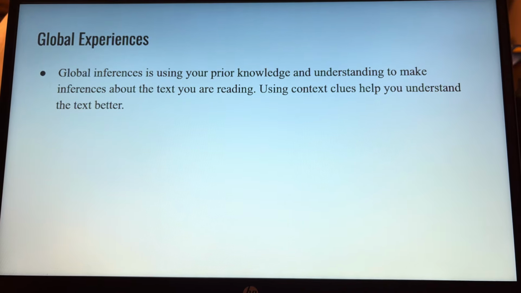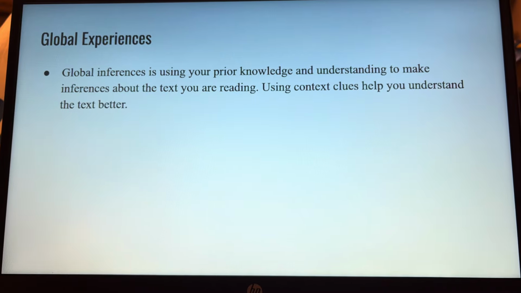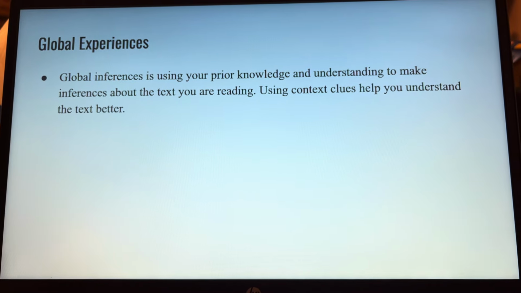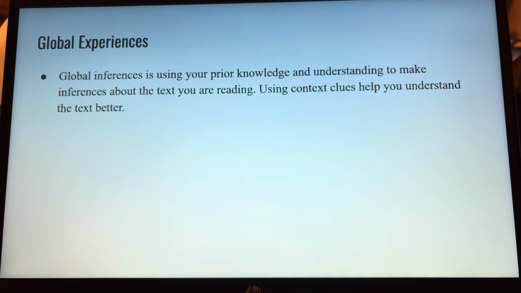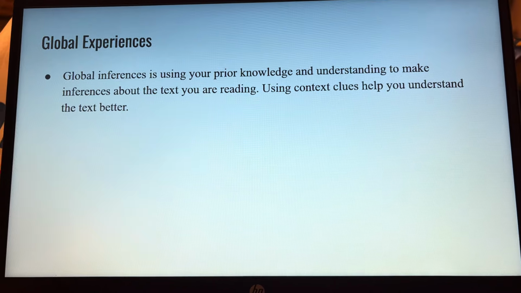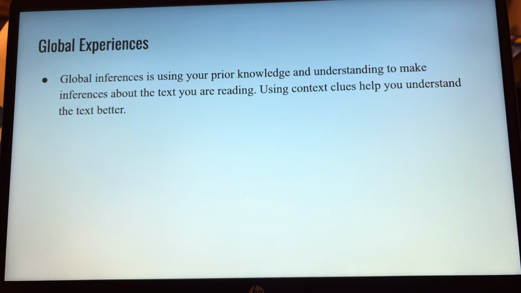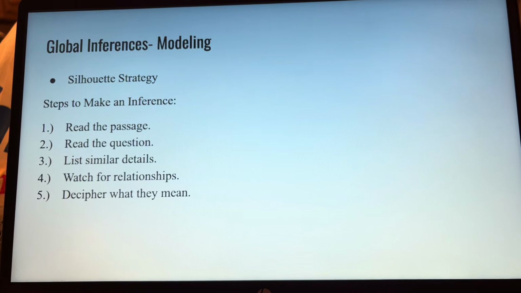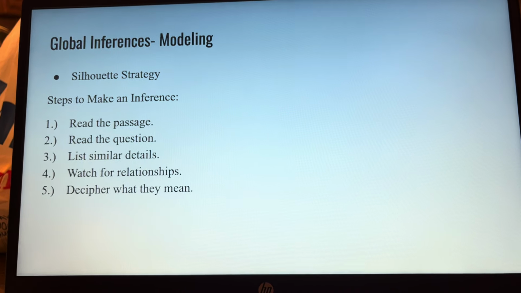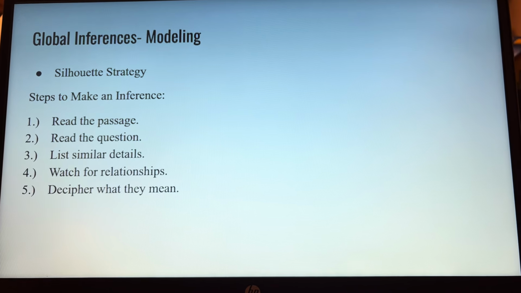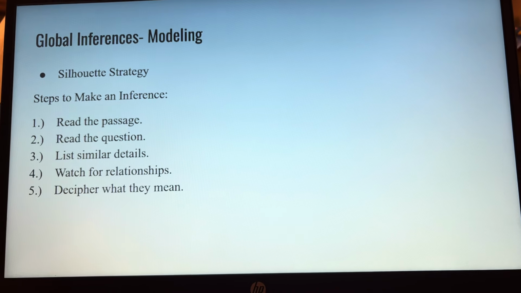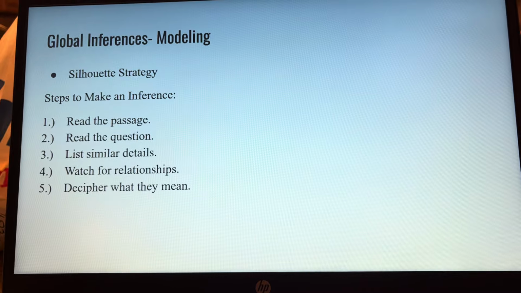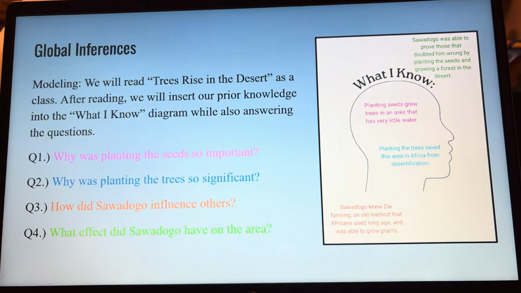Global inferences is using your prior knowledge and understanding to make inferences about the text you are reading. Using context clues helps you understand the text better. Global inferences modeling, silhouette strategy, steps to make an inference: read the passage, read the question, list similar details, watch for relationships, decipher what they mean.